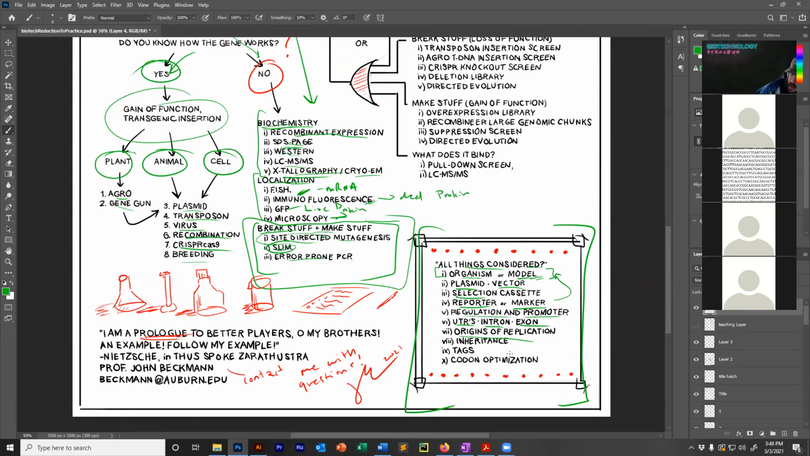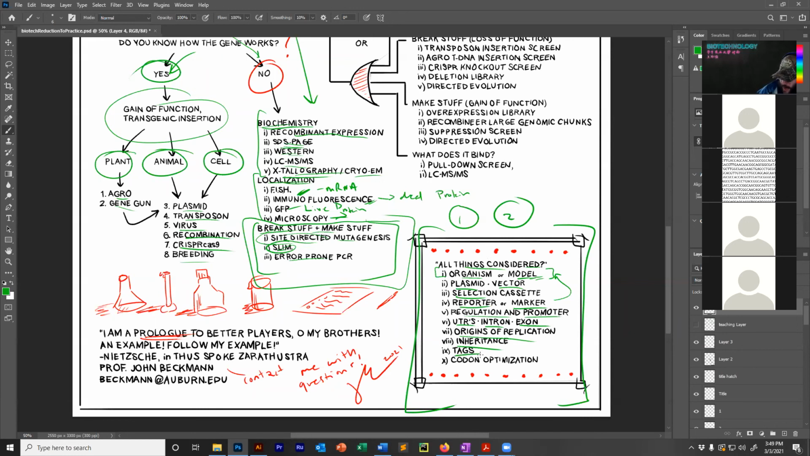Origins of replication. If you're working with multiple plasmids, like in the situation of the suppressor screen, I drew two plasmids, okay? Plasmid 1 and plasmid 2. Are those plasmids compatible? Can they be in the same cell? Do you have selectable markers that allow that? Do you have origins that allow that, et cetera? Are they going to be inherited? Are you inserting something into the germline? Or are you just inserting something into the somatic cell and it's not going to be inherited?